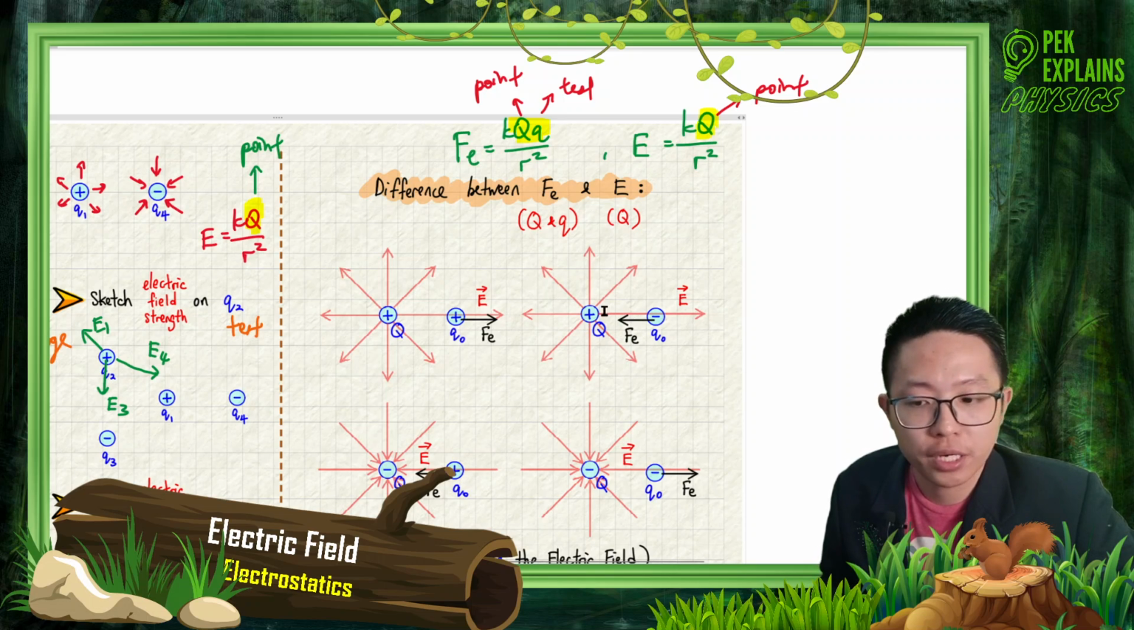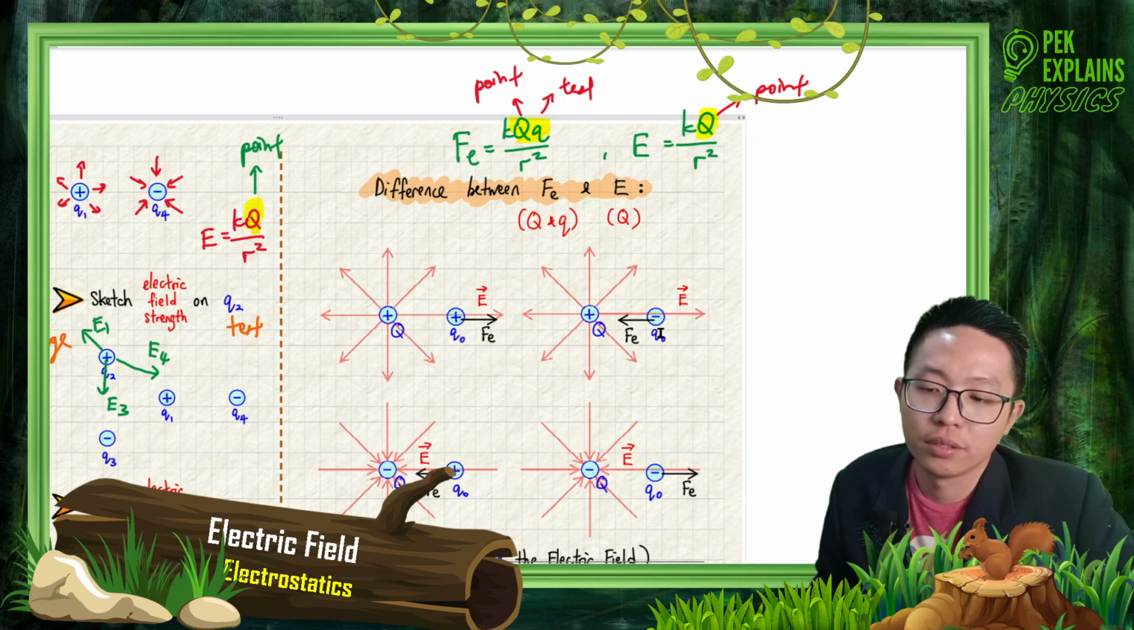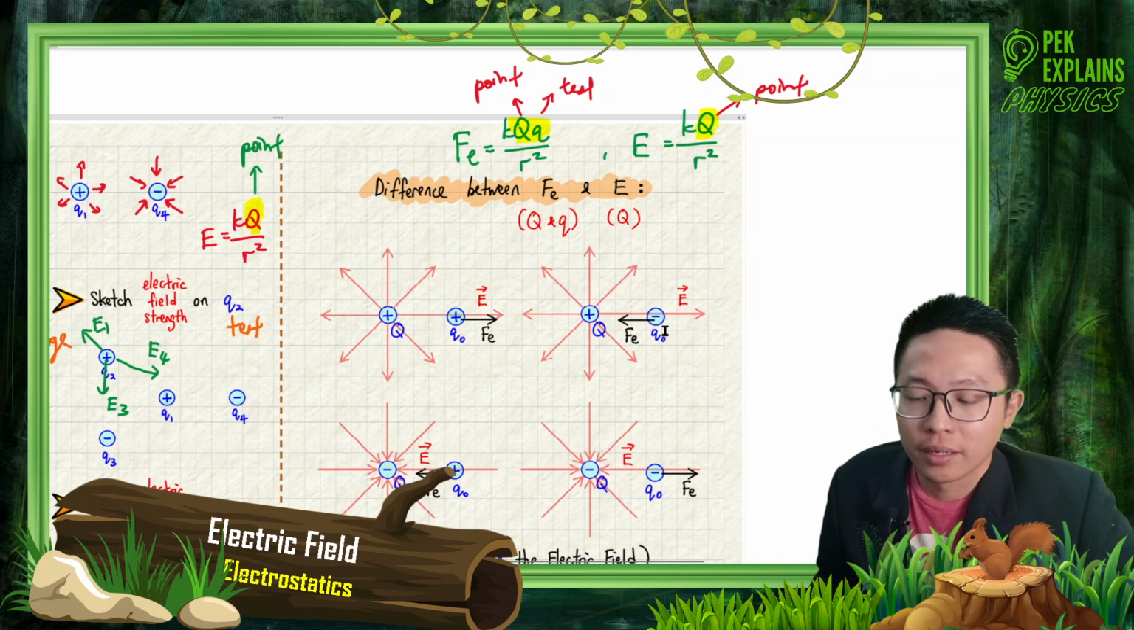Now, how about this one? You have a positive point charge and a negative test charge. What happens? For force, you look at both charges. Positive and negative are opposite signs, so they attract each other.